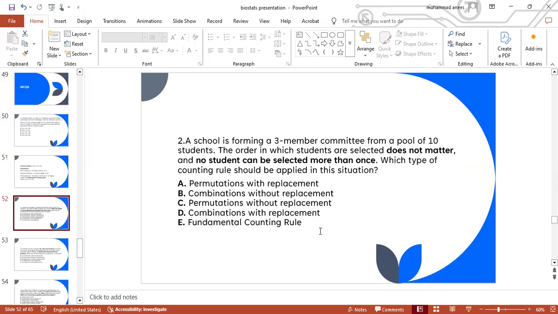Number two, a school is forming a 3-member committee from a pool of 10 students. The order in which students are selected does not matter and no student can be selected more than once. Which type of counting rule should be applied in this situation? A, permutations with replacement. B, combinations without replacement. C, permutations without replacement. D, combinations with replacement. And E, fundamental counting rule.